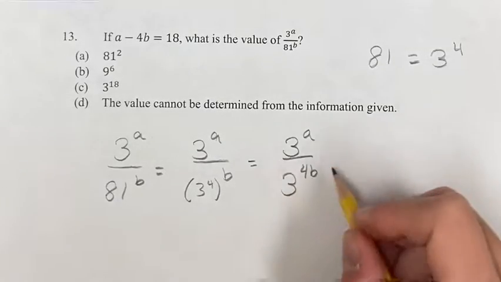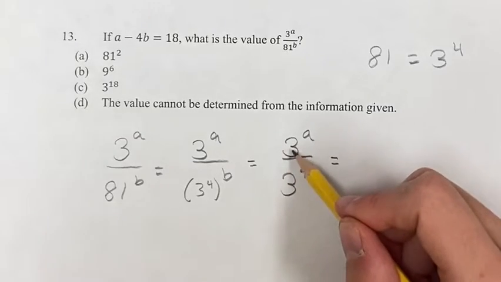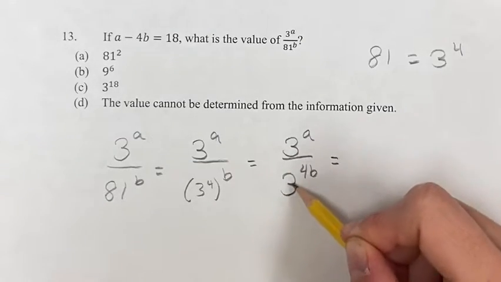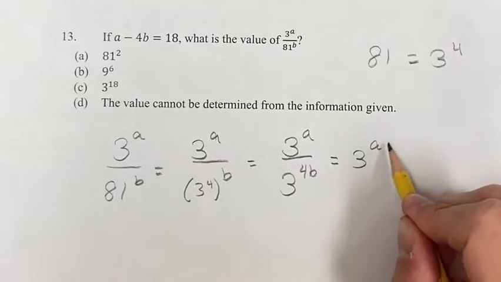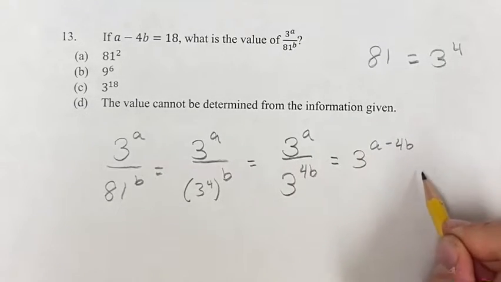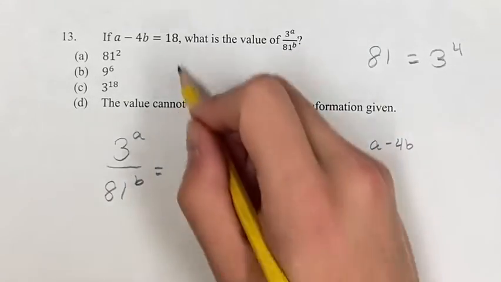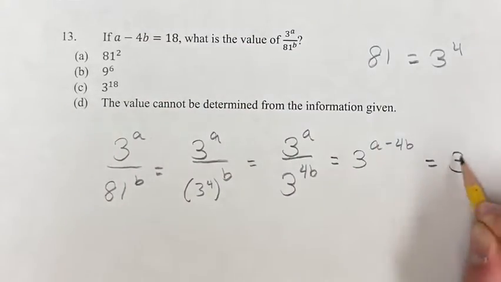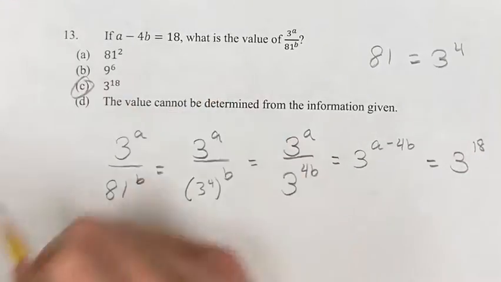And then we can use the quotient rule, which states if you have one number, which in this case is 3, to some exponent divided by the same number to another exponent, you can subtract the exponents. So this is 3 to the a minus 4b. What is this equal to? Well, a minus 4b, we're told, is 18, so this is 3 to the 18. So our original fraction is equal to 3 to the 18, which means C is our final answer.